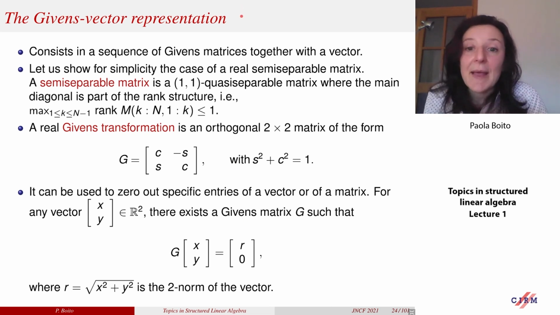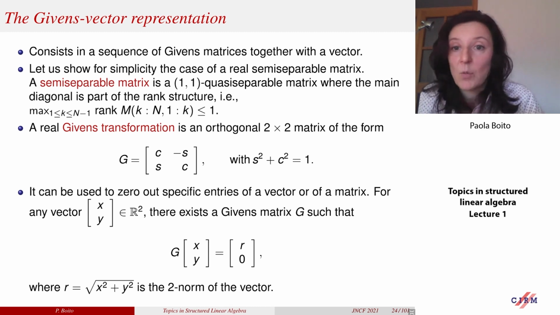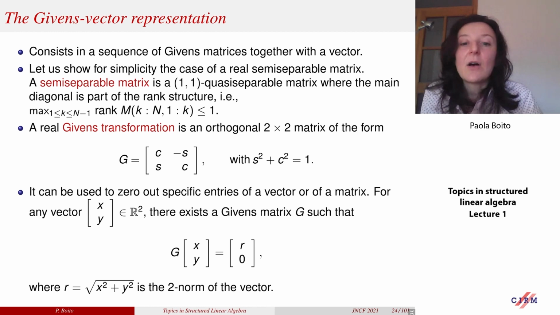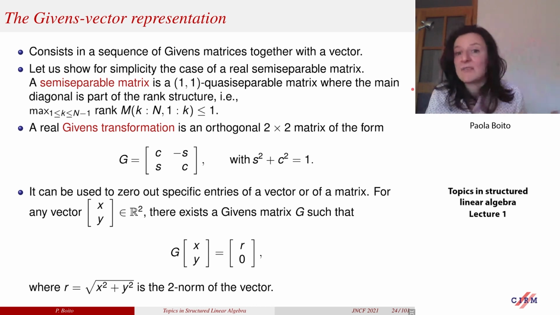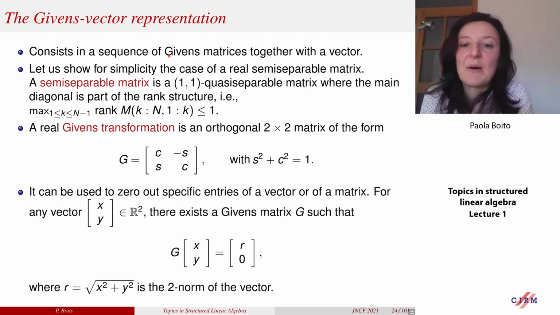I'd just like to mention another kind of representation that's been used for quasi-separable matrices. This was used mainly by the group in Leuven, by Van Barel, Van der Briel, and so on. It's also used in their 2 books on quasi-separable matrices. It's called the Givens vector representation. And so, as the name says, what is done here is that quasi-separable matrices, semi-separable matrices, as they call them, are identified by a sequence of Givens matrices together with a vector.